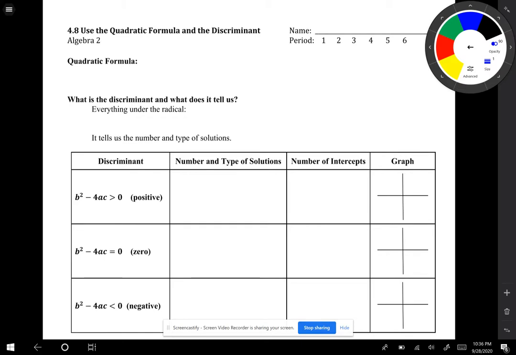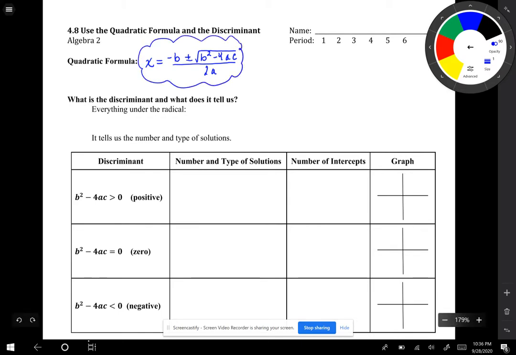So the quadratic formula is as follows. X equals negative b plus or minus the square root of b squared minus 4ac, all over 2a. And that is the quadratic formula. If you notice, the numerator is the bulk of the quadratic formula and the denominator is just 2 times a.